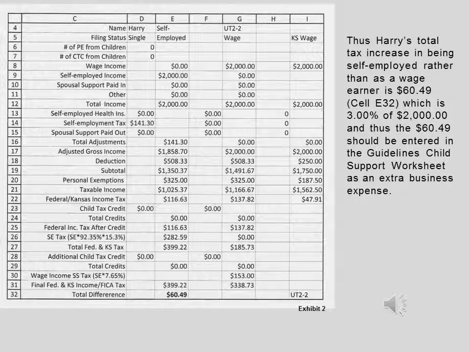Thus, Harry's total tax increase in being self-employed rather than as a wage earner is $60.49, cell E33, which is 3% of $2,000, and thus the $60.49 should be entered in the Guidelines Child Support Worksheet as an extra business expense.